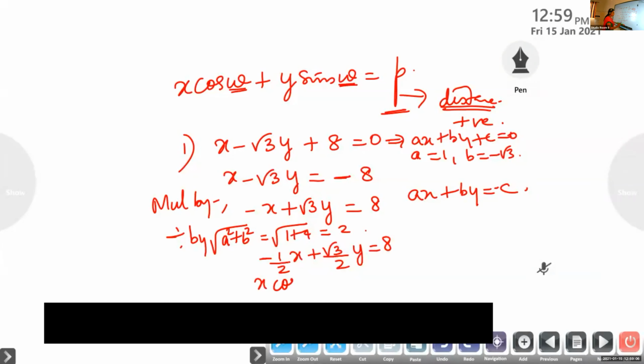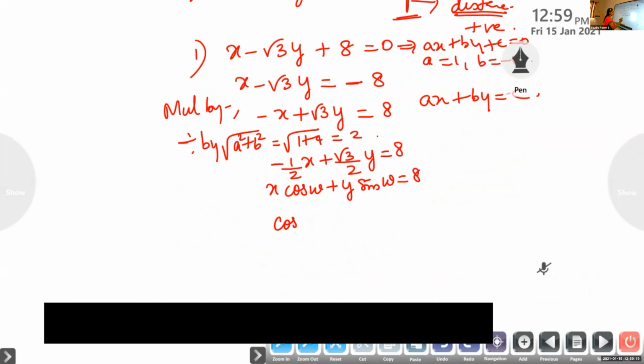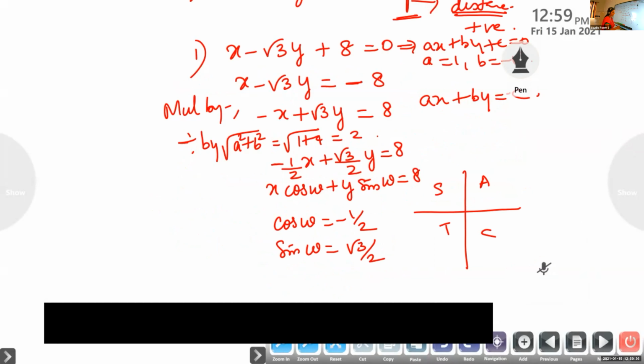So x cos omega plus y sin omega is equal to P. When you compare this, you will get cos omega is minus 1 by 2 and sin omega is root 3 by 2. Here we will take the principal value, children. We take 0 to 2 pi, not the minus pi to pi used for complex numbers.